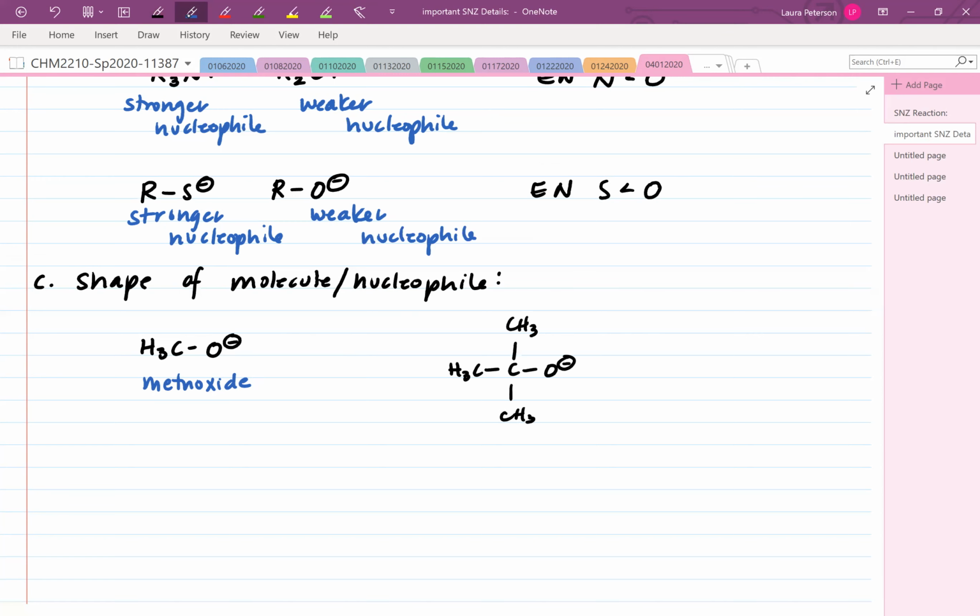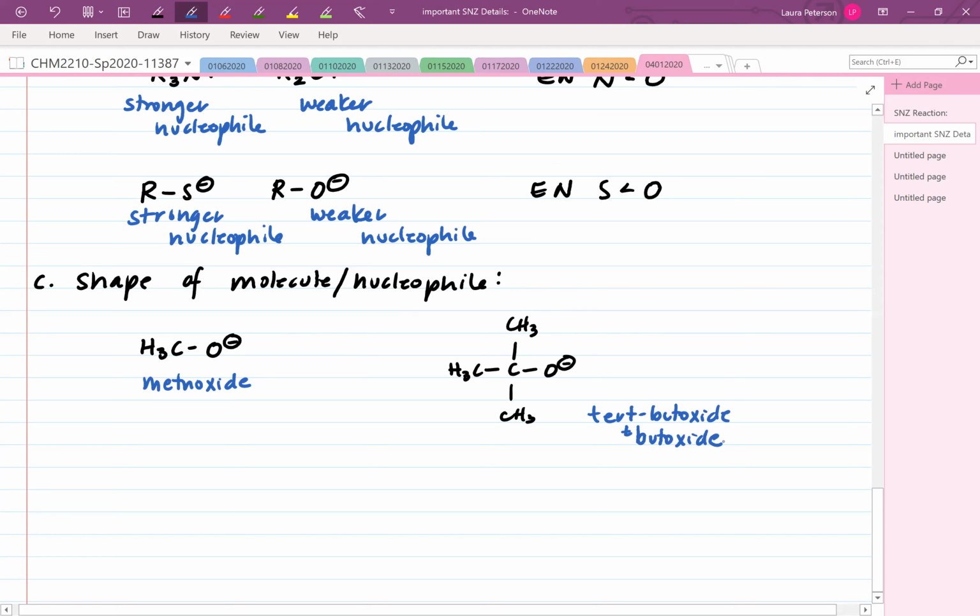Okay, so this is called tert-butoxide, or T-butoxide. Let's think about the ability of the oxygen anion in methoxide versus the oxygen anion in tert-butoxide to attack the electrophile. Since tert-butoxide's oxygen anion has this bulky group attached to it, it's harder for that oxygen anion to access the electrophile. So it ends up being a weaker nucleophile.